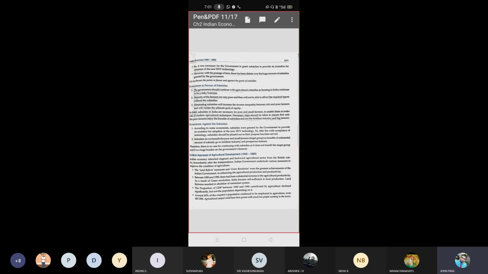Now the economists who are against the subsidy, what are they saying? According to some economists, subsidies were granted by the government to provide an incentive for the adoption of new technology. So after wide acceptance of the technology, the subsidy should be phased out as its purpose has been served. So here, one group of economists want people to adopt new technology, and in the initial phase we can help. Once they have started adopting this new technology, why do we need to give subsidy? What is the purpose? We have already met their financial needs, so they say.